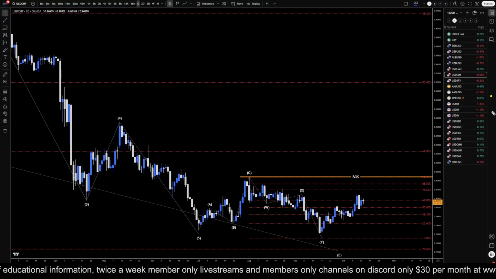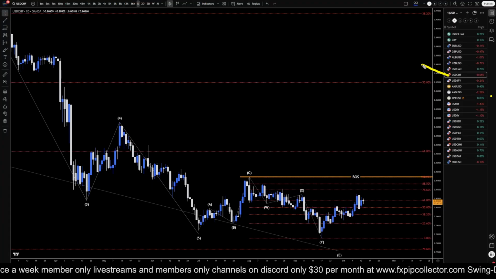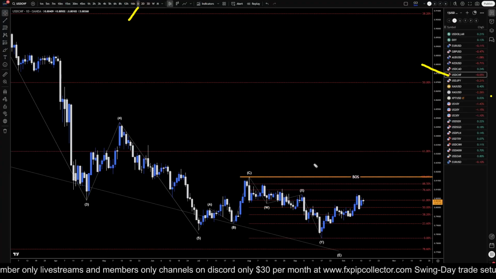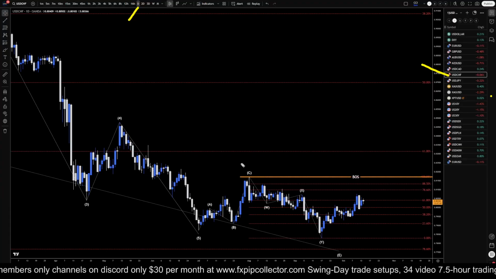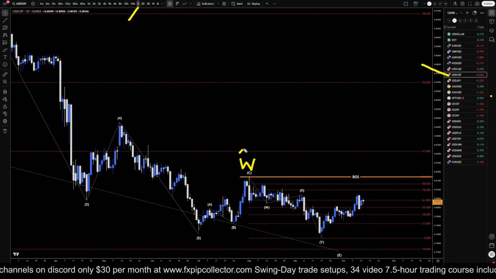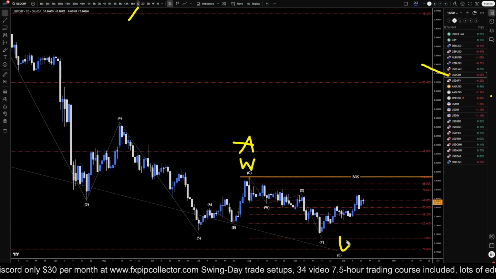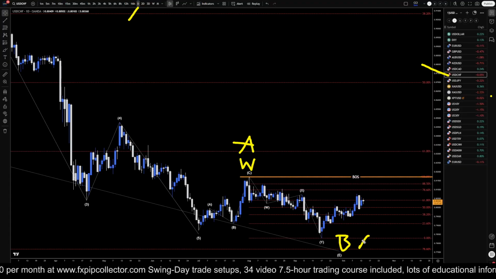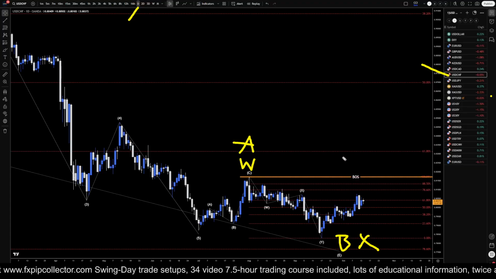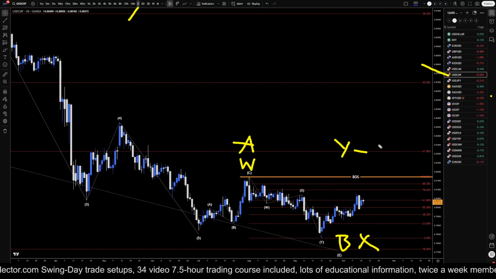Today is Tuesday, October 14th, and this is my analysis for the US dollar Swiss, and we're on the daily time frame. On the daily time frame, I still think we're going up in either a WXY or possibly an ABC. This is either a W or an A. This move down is either a B or an X. And we're now either in a wave Y or a wave C.